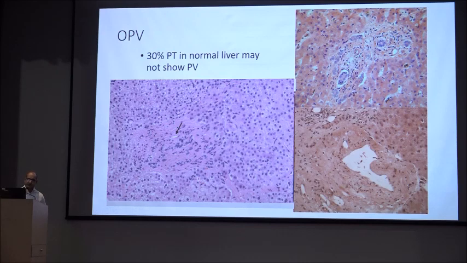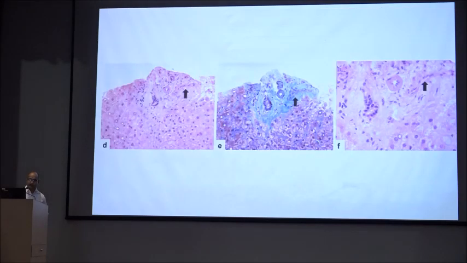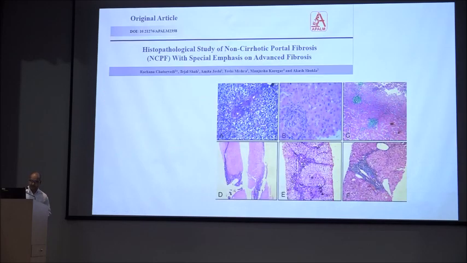Please remember that 30% of the portal tracts in a normal liver may not show the presence of a portal vein. So in that case, we should rely on at least 50% of the portal tracts not having a portal vein structure. Only then will we say that this might be an obliterative portal venopathy in the appropriate clinical context. Here there is no inflammation in the portal tract and the parenchyma. The fibrosis extension may go into the parenchyma, and this is again a slit-like lumen of the arterialized portal vein.